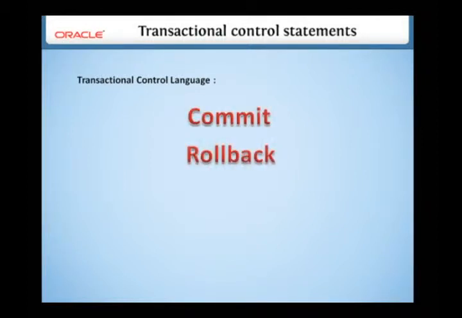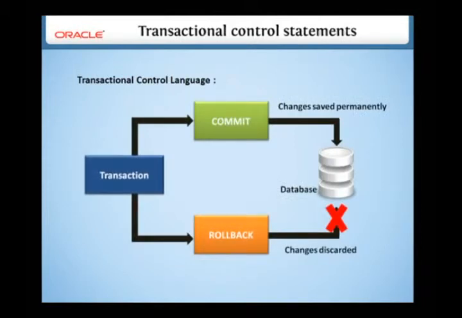Transactional control statements. In all our previous lessons, we have discussed all the statements in data manipulation and data definition language. Here we are going to discuss transactional control language. There are 3 transaction control statements used to control transactions. They are commit, rollback, and savepoint. Take a look at this image, which specifies the use of transactional control statements.